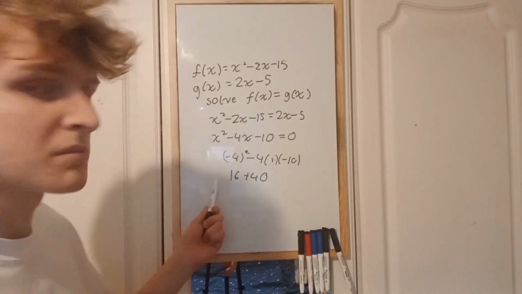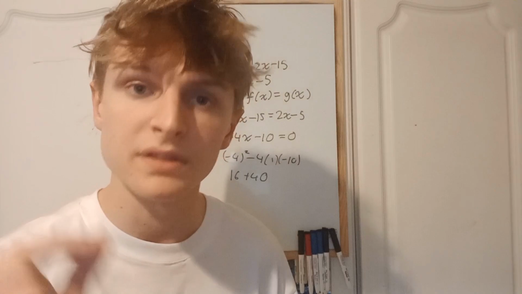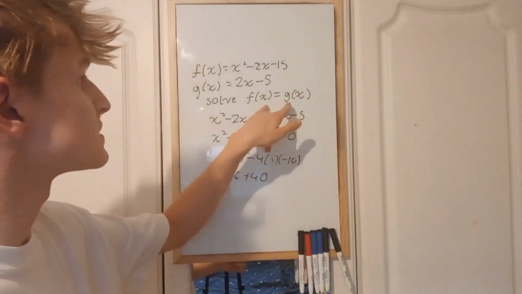Now, the discriminant is positive, which, if you recall, means that we can sensibly take the square root of it and get a positive and negative answer. So this quadratic has two solutions. So there are two different values of x such that this equation is true.